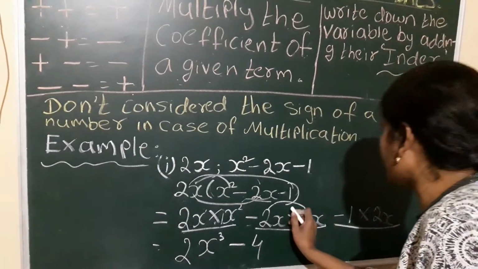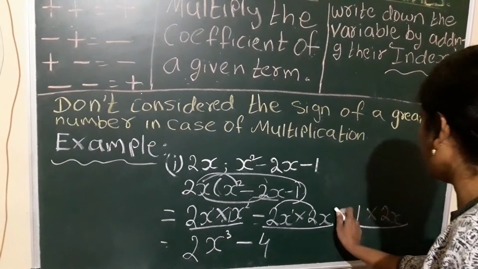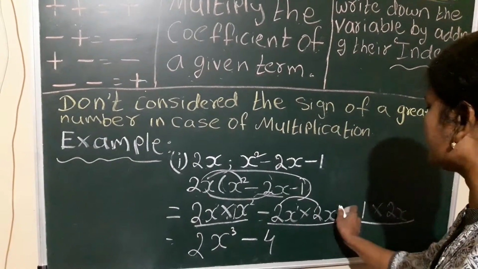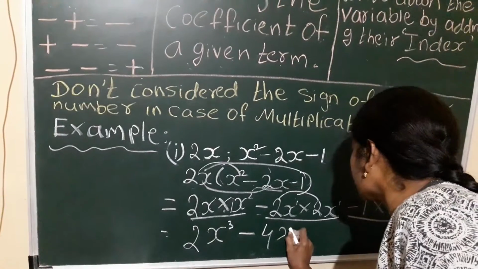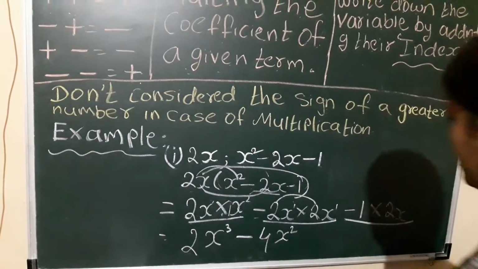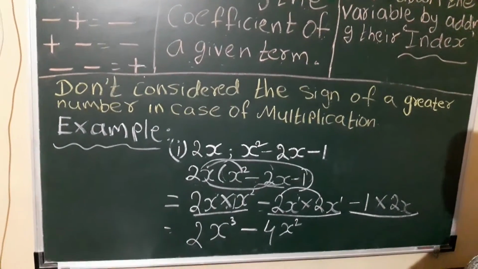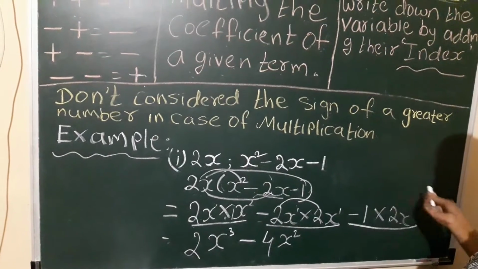Write down the variable by adding their index. Now here the index is 1, and here also the index is 1. So add these indices and then write down the variable. So here you will get x raised to 2. Now next, follow the same thing over here also.